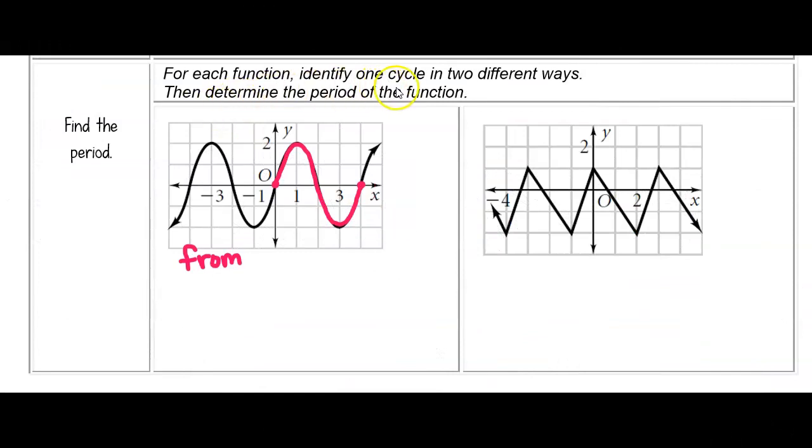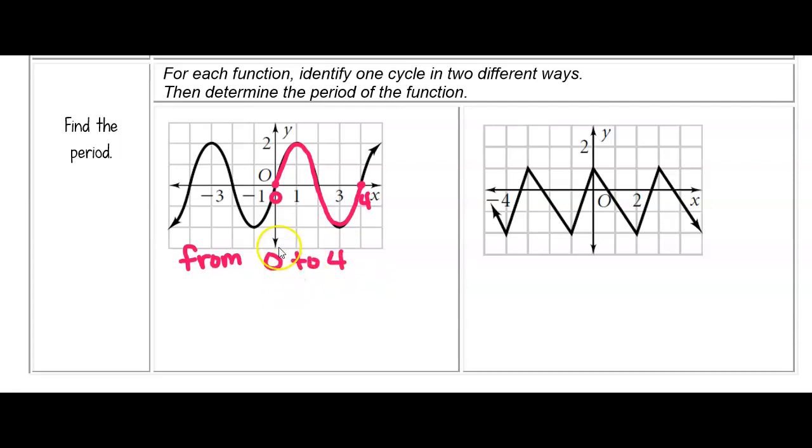For each function, identify one cycle in two different ways, then determine the period of the function. So we can see what I've highlighted here is one complete cycle of this curve. It's kind of a hill and a valley, and then that repeats. You can see I have another repetition here, a hill and a valley. So we can do one pattern from x equals 0 to x equals 4. So from 0 to 4 would be a complete cycle.